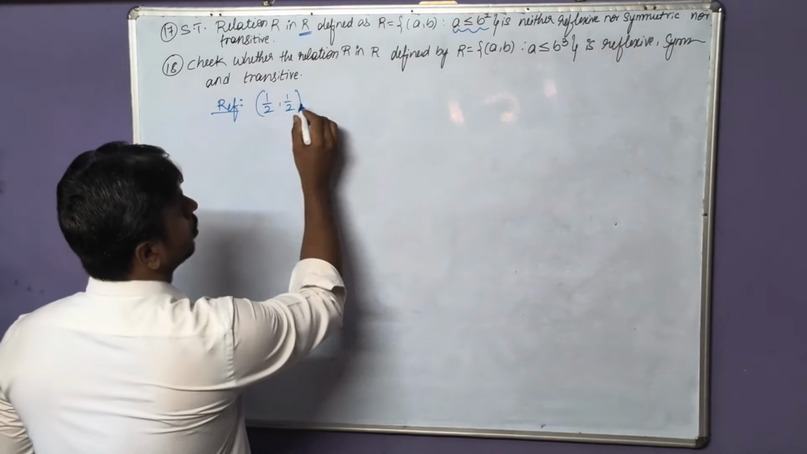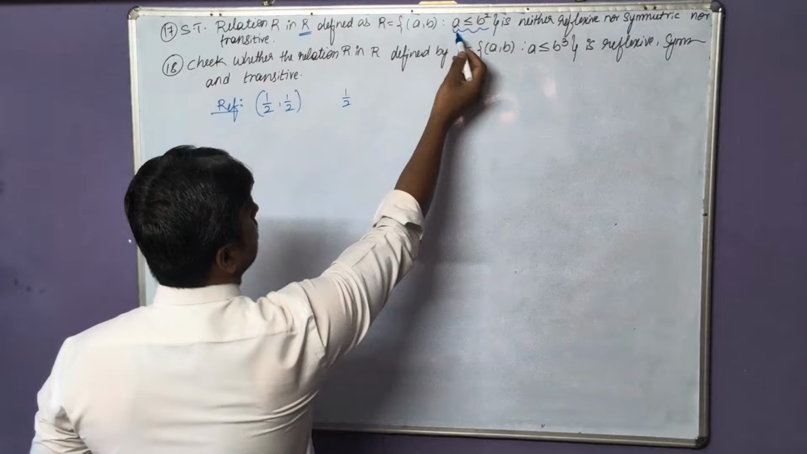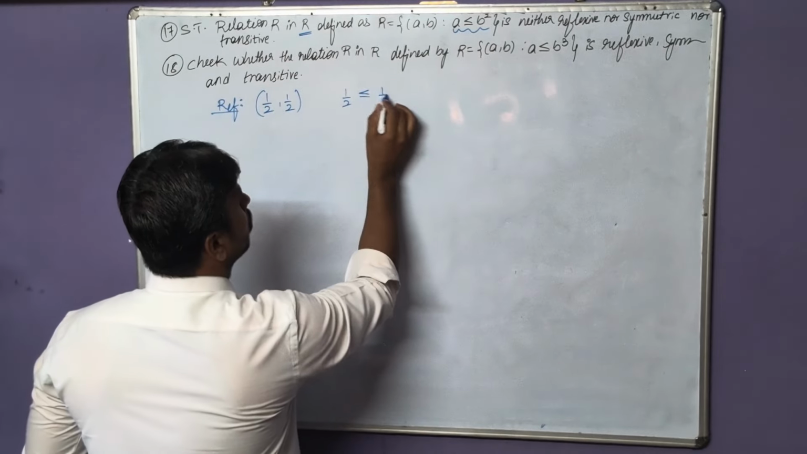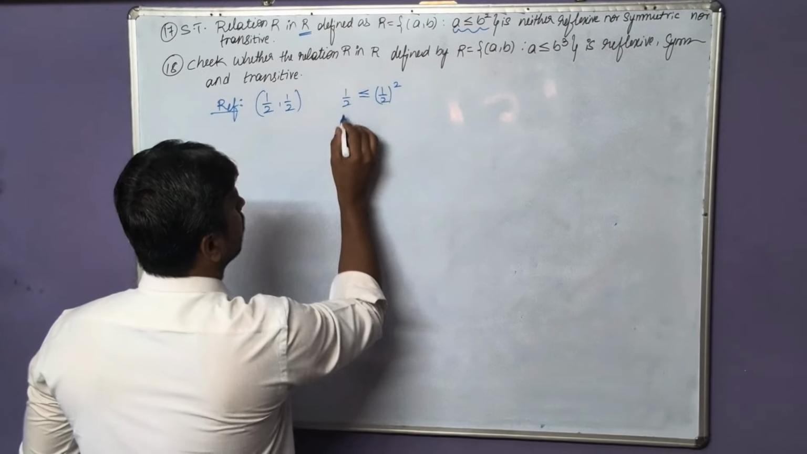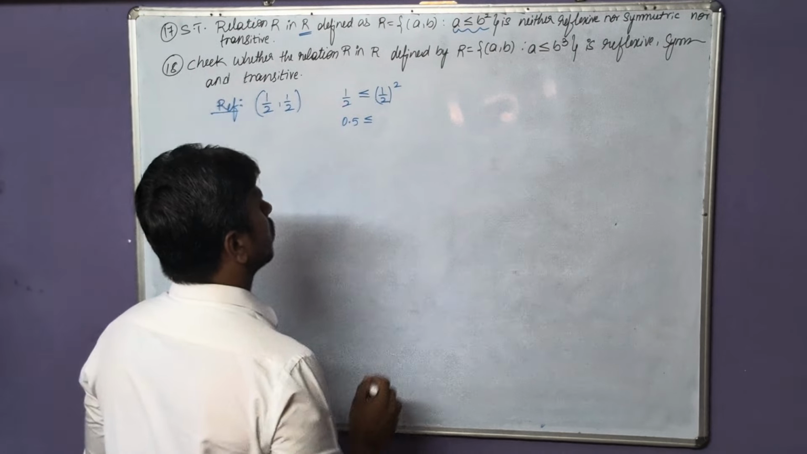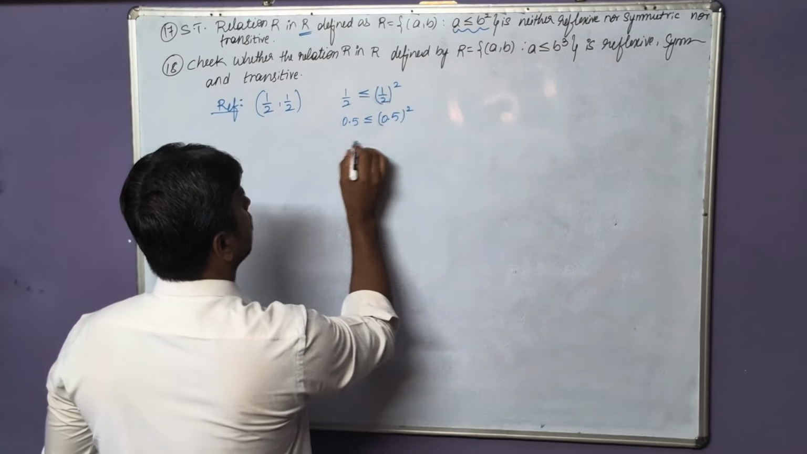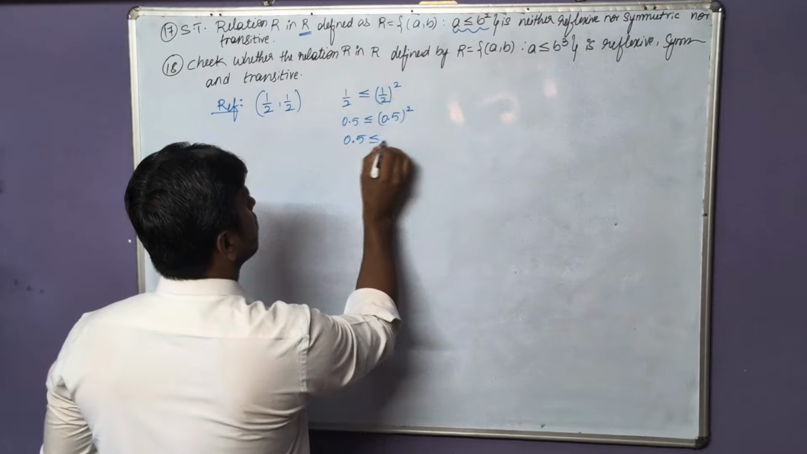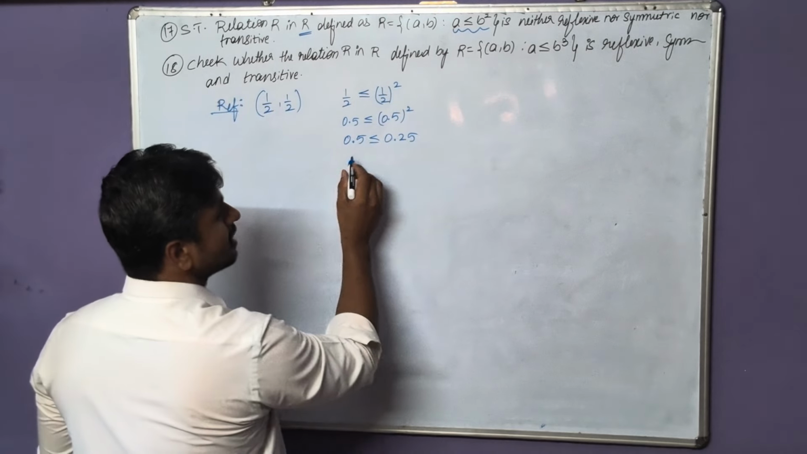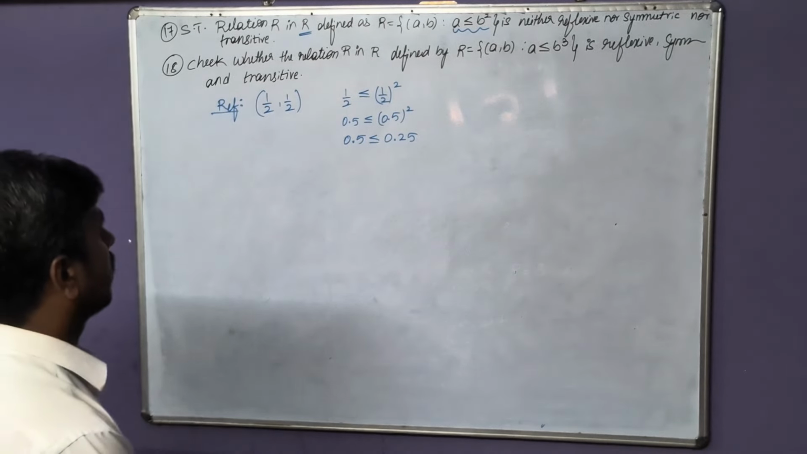Does (1 by 2, 1 by 2) belong to R? The condition is given very clearly that a is less than or equal to b square. 1 by 2 is less than or equal to 1 by 2 the whole square. The value of 1 by 2 is 0.5, and 1 by 2 the whole square is nothing but 0.5 the whole square, which is nothing but 0.25. Here 0.5 is lesser than 0.25?